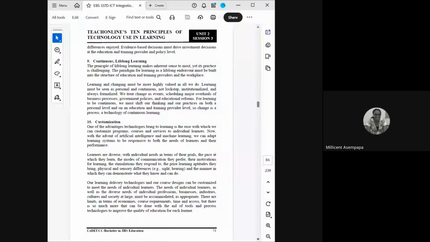We treat change as events, scheduling major overhauls of business processes, government policies, and educational reforms. For learning to be continuous, we must shift our thinking and our practice on both a personal level and on an educational and training provider level. So change is a process, a technology of continuous learning. Change is a process. Change is not a stop, it is a process.